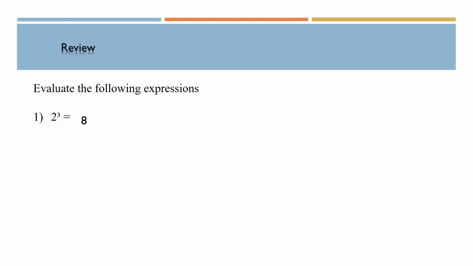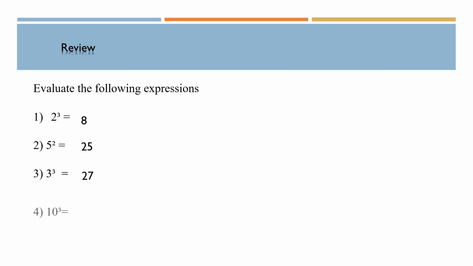Yes, your answer is correct. Number 2, 5 squared. Think of the answer. Now let us check. 5 times 5 equals 25. Good. Let's have number 3, 3 cubed. What is your answer? 3 times 3 equals 9. 9 times 3 equals 27. Good.